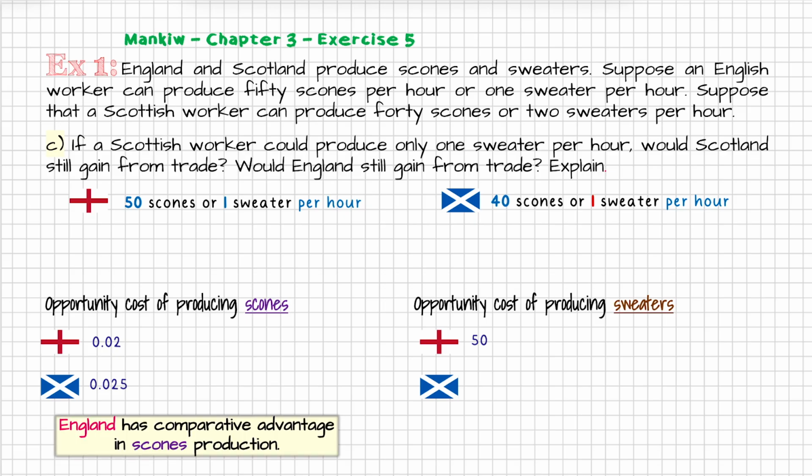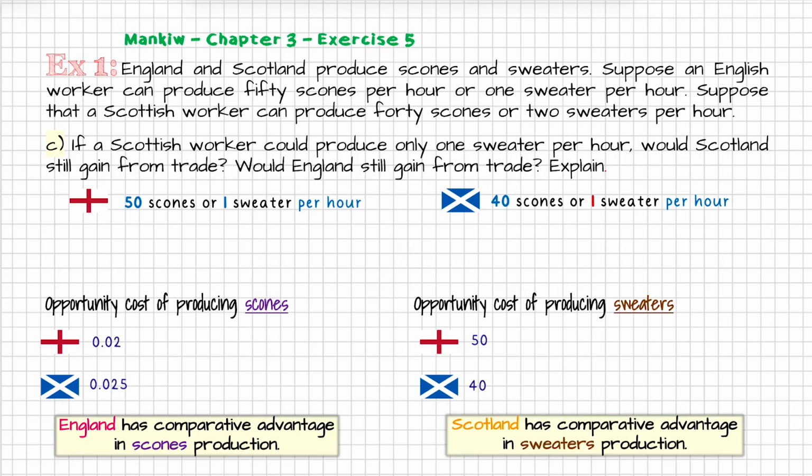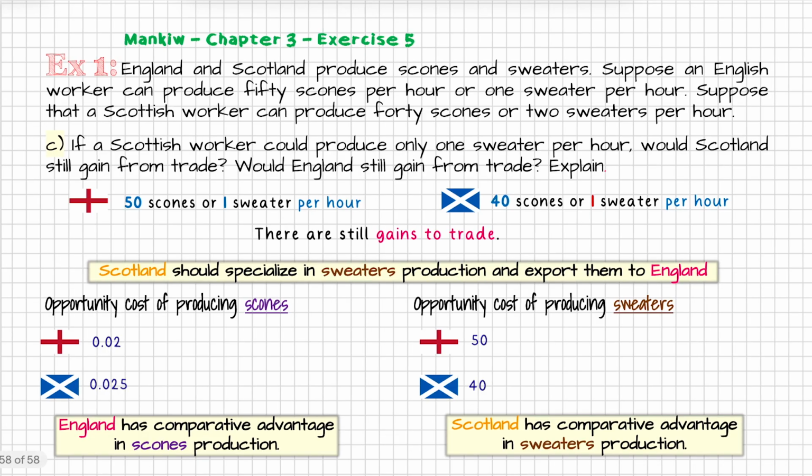And the opportunity cost of producing sweater is now 40 over 1, 40. It is lower than opportunity cost of England. So Scotland still has comparative advantage in sweaters production. Since both countries still have comparative advantage in different goods, yes, both countries would still gain from trade.